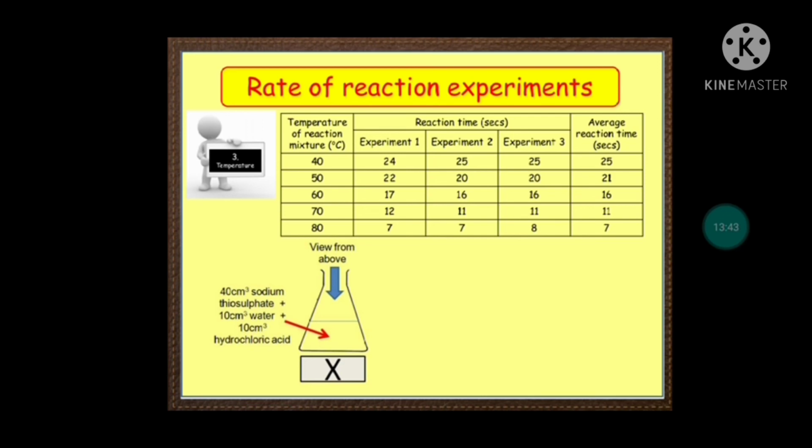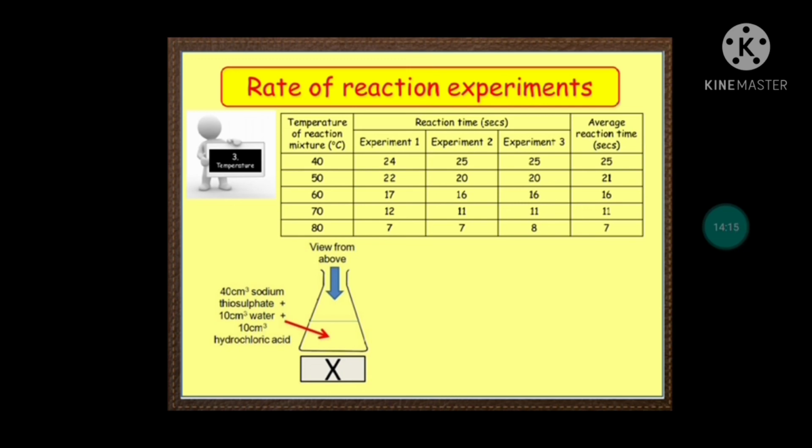You can check here, same thing again. So 40 cm cube of thiosulfate, 10 ml of water, and then hydrochloric acid. The temperature of the reaction mixture is 40, 50. So now this is the third factor, that is temperature. Here also we are doing the same thing, but we are changing the temperature. In the first experiment we have 40 degrees Celsius, in the second one 50, 60, 70 and 80.